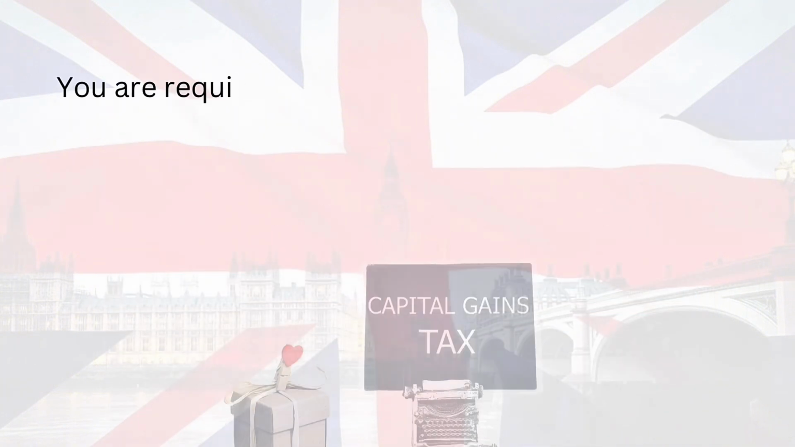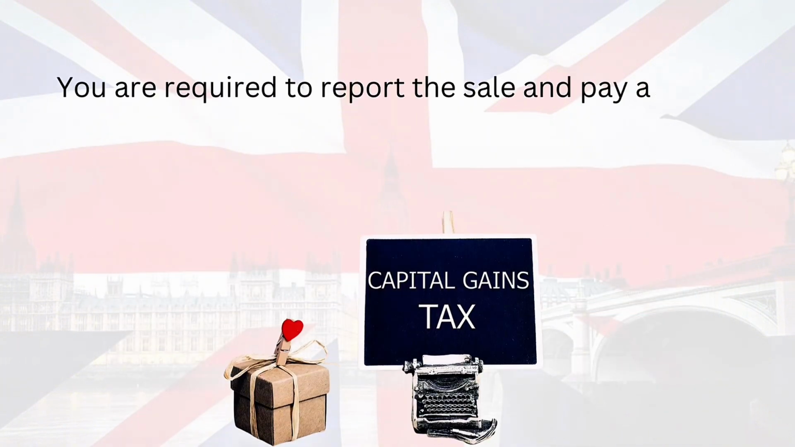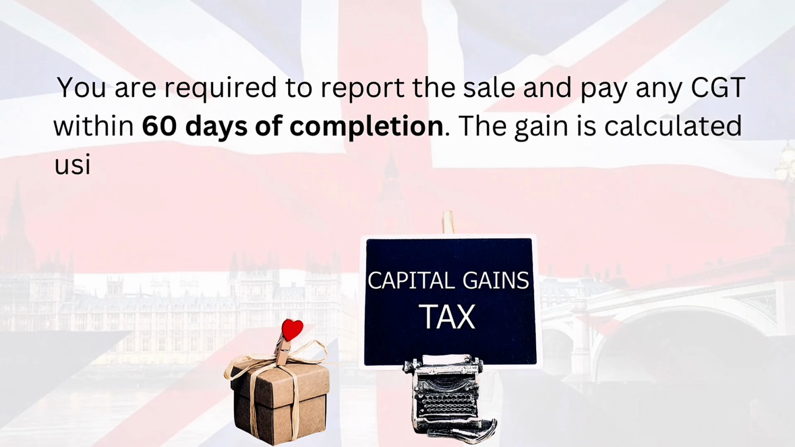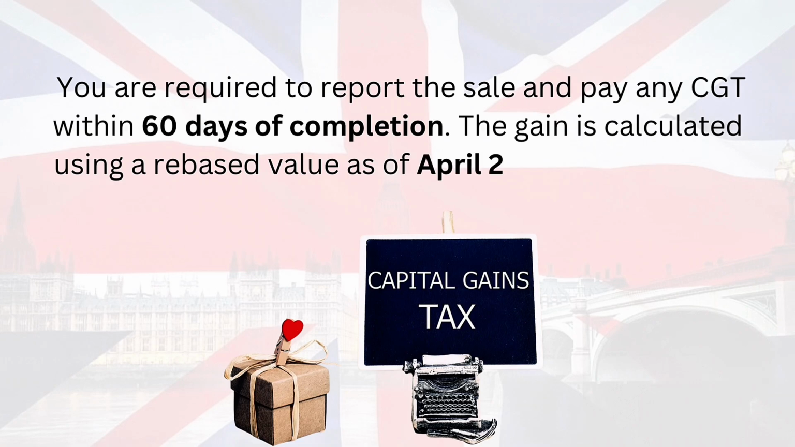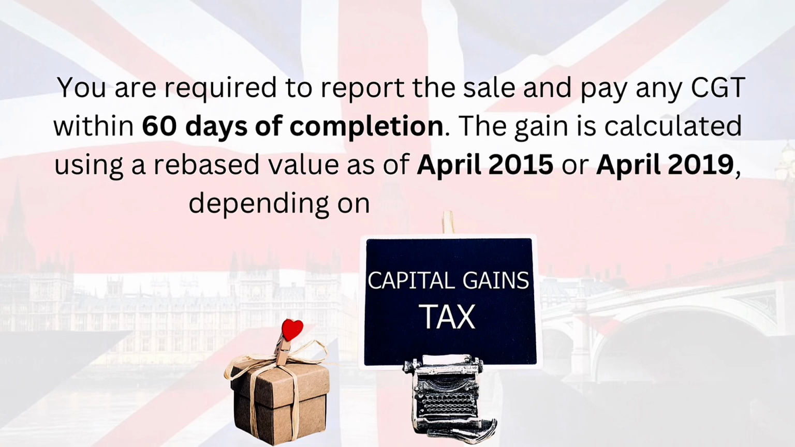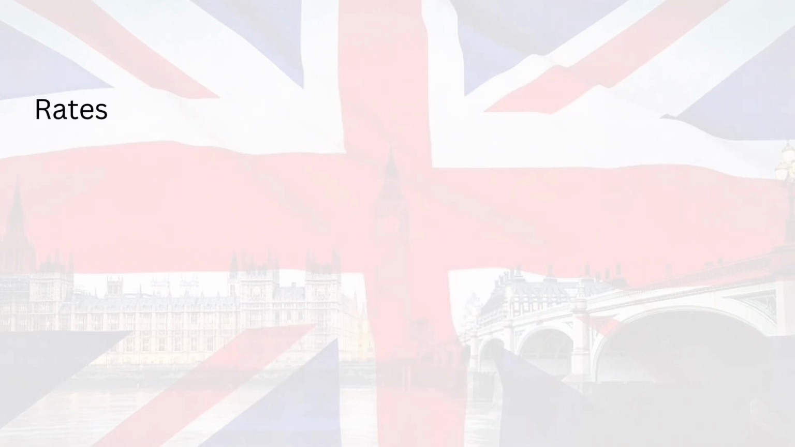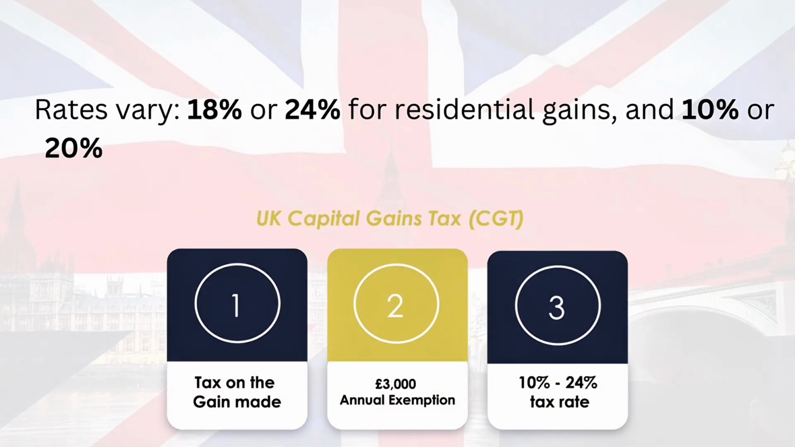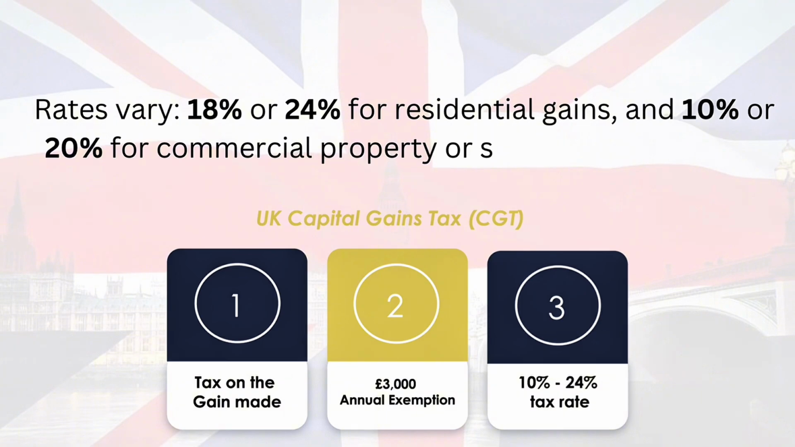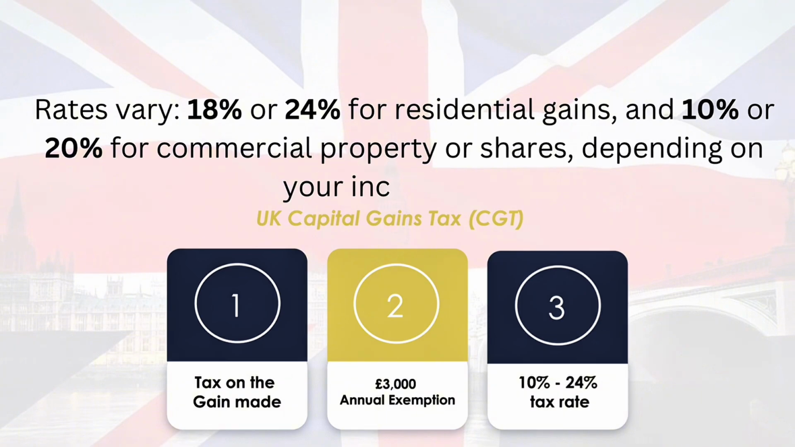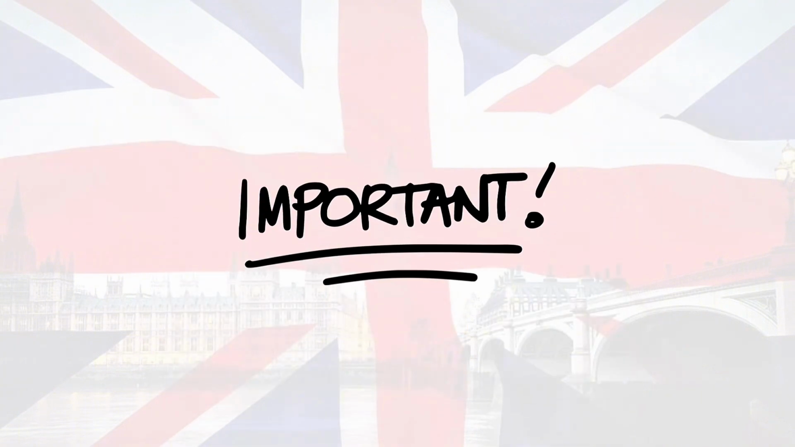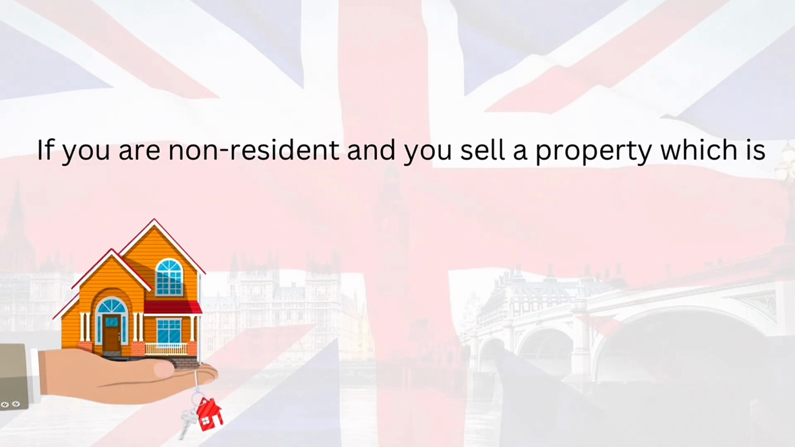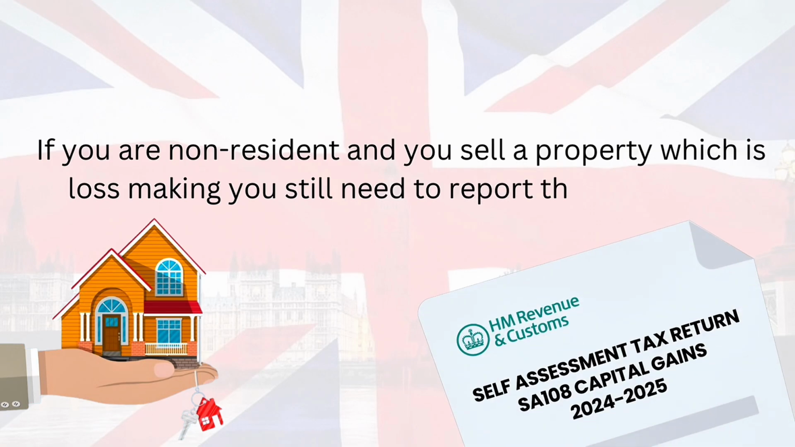You are required to report the sale and pay any CGT within 60 days of completion. The gain is calculated using a rebased value as of April 2015 or April 2019, depending on the type of asset. Rates vary: 18% or 24% for residential gains and 10% or 20% for commercial property or shares, depending on your income level. One important thing to remember is that if you are a non-resident and you sell a property which is loss making, you still need to report that to HMRC.